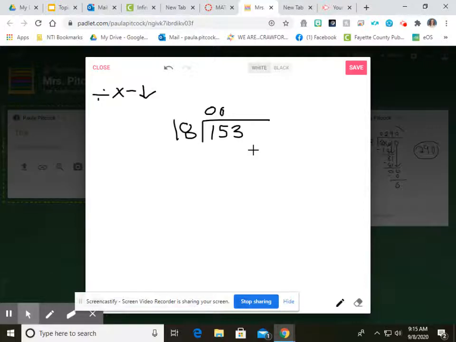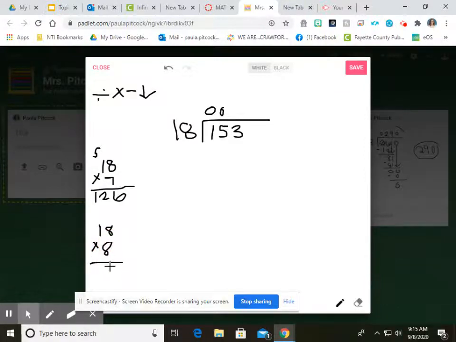So 20, 40, 60, 80, 100, 120, 140. It took me 7 to get to 140. So I think my answer is going to be 7 or 8. Now I can do a smart guess or check. 7 times 8 is 56. 7 times 1 is 7 plus 5 is 12, so 126. Oh, I can get closer. Let's try 8.